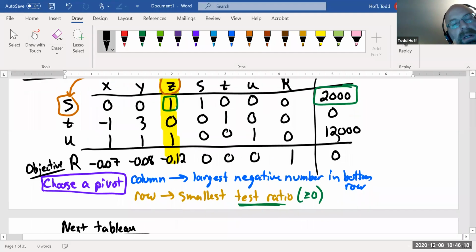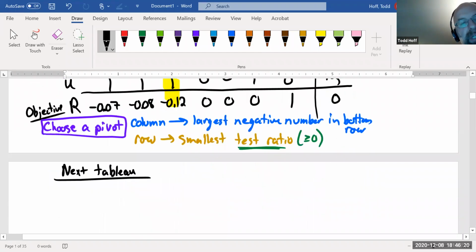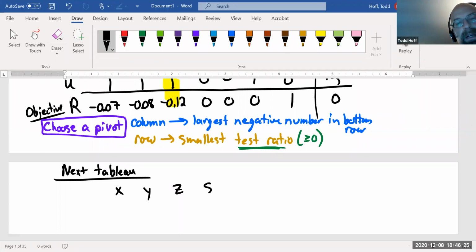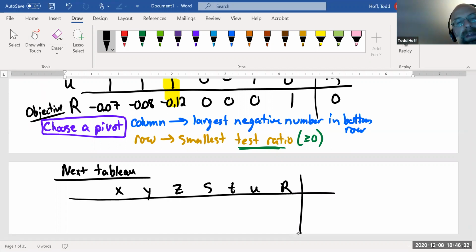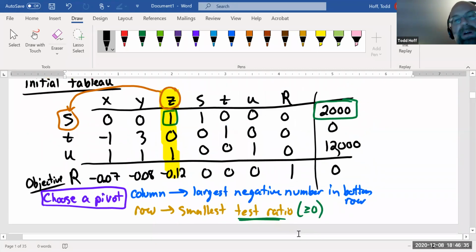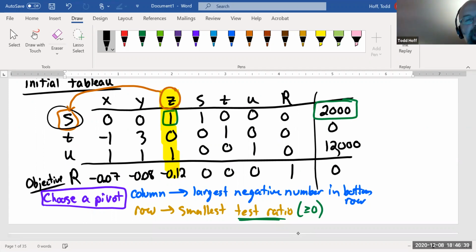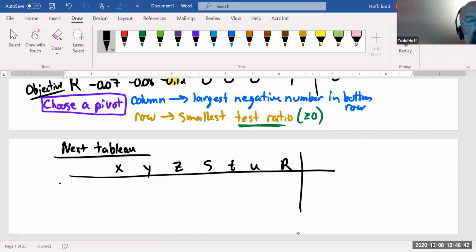In this new tableau, I'll just do the labels here. We got X, Y, Z, S, T, U, and R. The top row is the pivot row. None of the numbers in that row will change. All that's going to change is this label. So that's going to become a Z. So it's going to be labeled Z. This will be 0, 0, 1, 1, 0, 0, 0, 2000. That row is not changed.